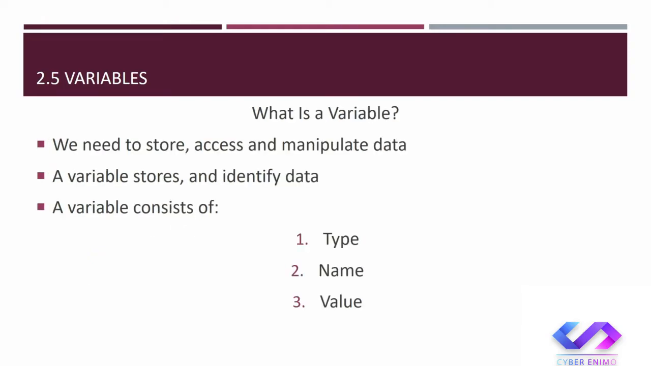So what is a variable? Well, when you write a program, most likely you will need to store, access, and manipulate data. A variable is what stores and identifies the different pieces of data that we use in our program. A variable will consist of three things: a type, a name, and the value that it holds.